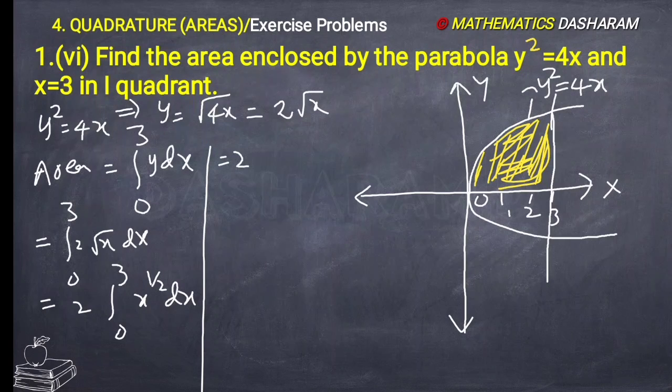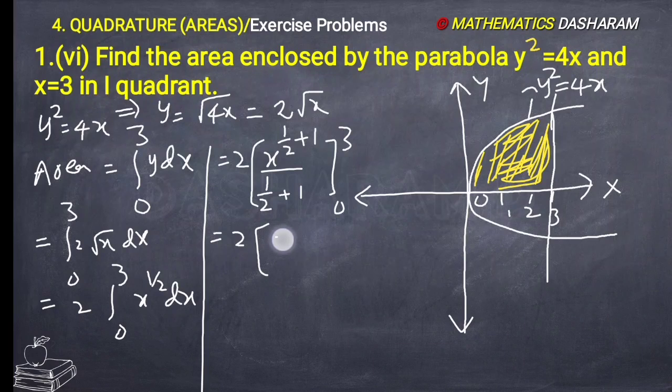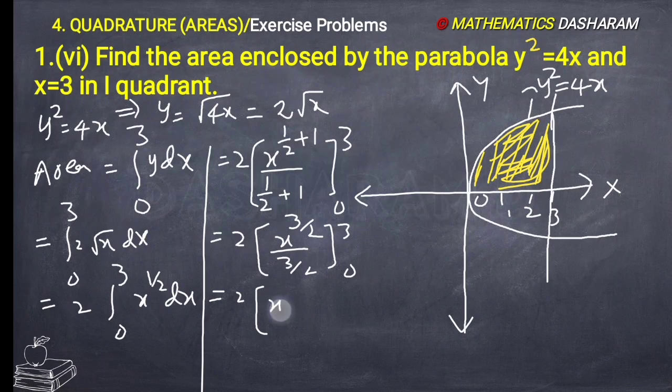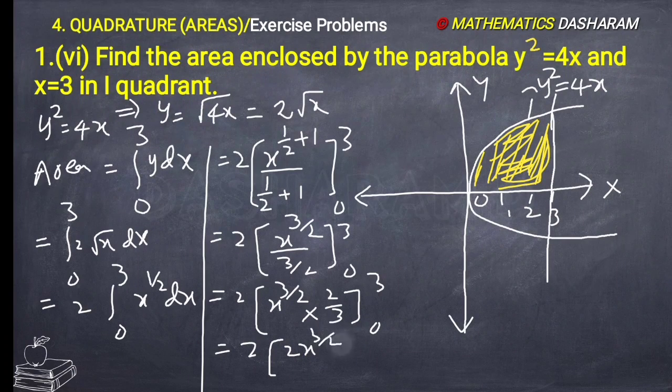Now it is equal to 2 into x to the power of 1/2 plus 1, divided by 1/2 plus 1, from 0 to 3. So 2 into x to the power of 1/2 plus 1 is 3/2, divided by 3/2, from 0 to 3. So 2 into x to the power of 3/2, and 3/2 becomes 2/3, from 0 to 3. So 2 into 2x to the power of 3/2 divided by 3, from 0 to 3.